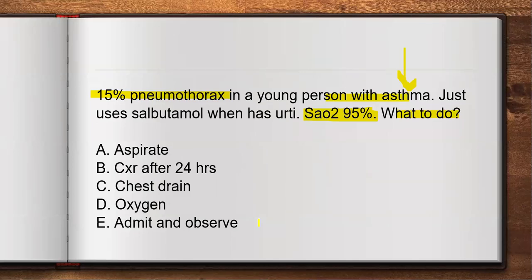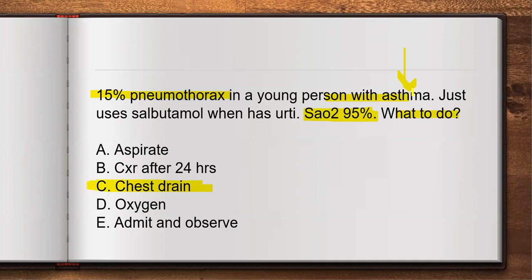Now come to the question. 15% pneumothorax, young person, asthma. Is it a primary or secondary pneumothorax? Secondary pneumothorax, because the patient has asthma, right? For secondary pneumothorax, if it is 15% pneumothorax, and the patient has hypoxia, like saturation 95%, not that much hypoxia, what do you want to do? Aspiration, chest X-ray after 24 hours, chest drain, oxygen, admit and observe? As it's a secondary pneumothorax and 15%, which means marginal, in this situation we will go for chest drain.